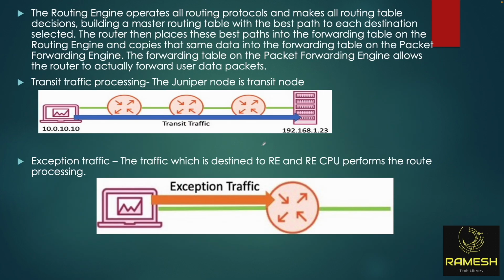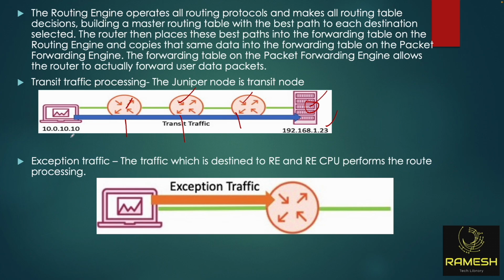Okay, yeah. So as I said, transit traffic and exception traffic. What do you mean by transit traffic? Suppose we are trying to reach 1.23, so this is a device, and these are the routers. For these routers, this is called transit traffic. It is not going to any of these devices. It is going to some server.